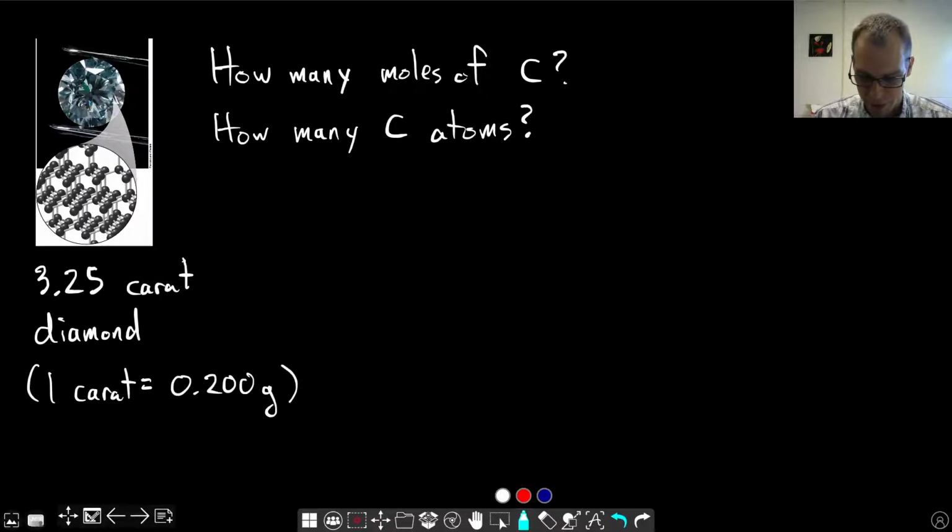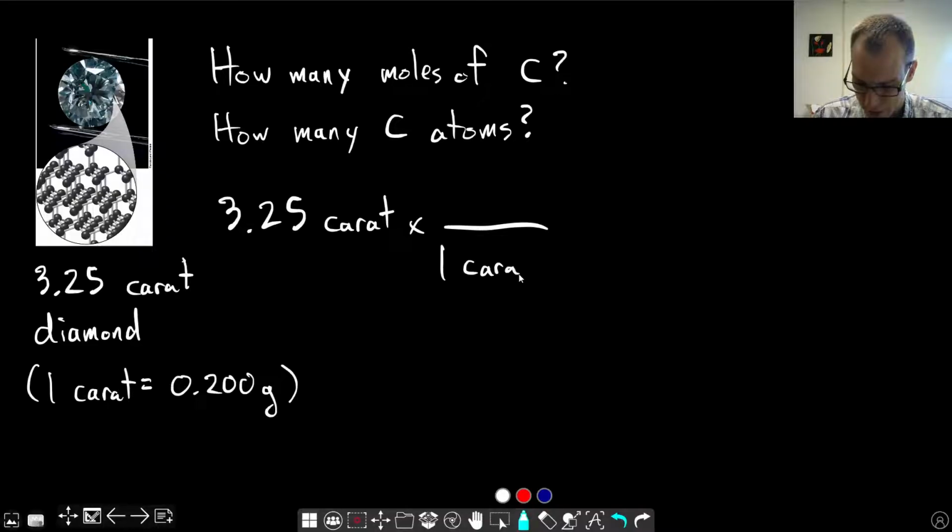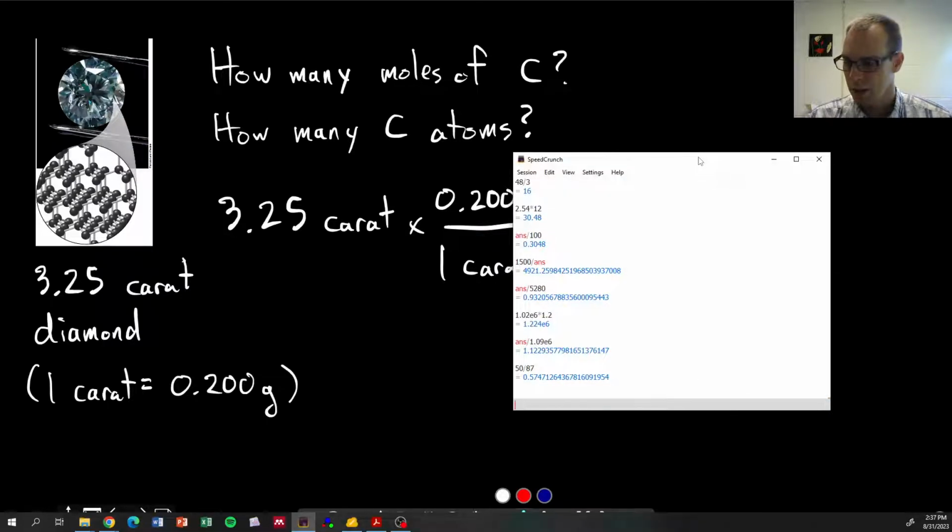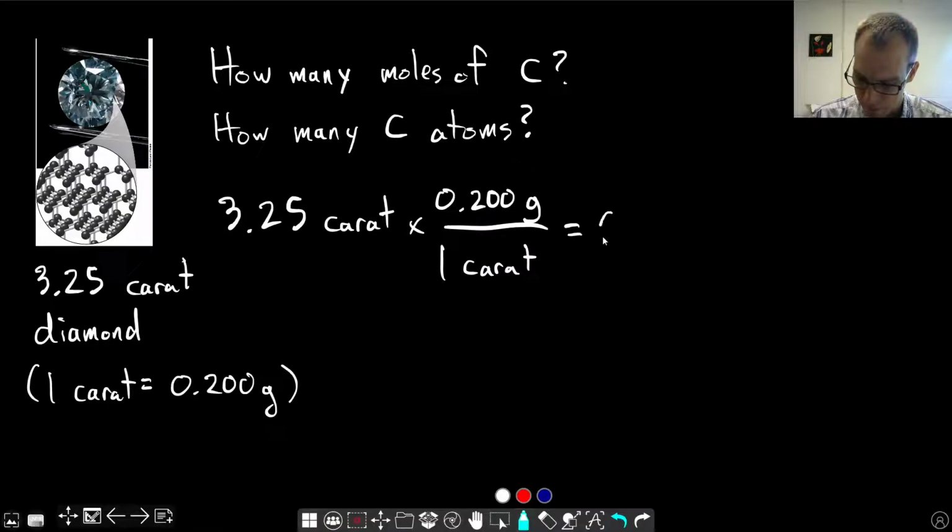We know that 1 carat equals 0.2 grams, so we can practice some of our unit conversions here. So let's start. 3.25 carats. We know carat needs to be in the denominator of our unit conversion, and our 0.200 grams will be in the numerator. All right, and this will help us figure out how much. So 3.25 times 0.2 is 0.650. We'll do 3 sig figs here because we got 3 sig figs in both of the things that we're multiplying. So that's the mass of our diamond.